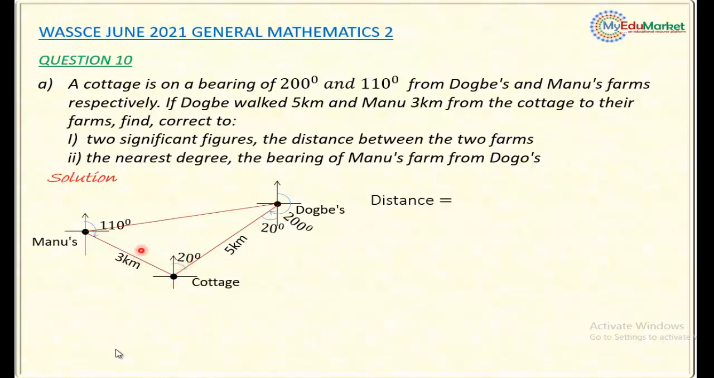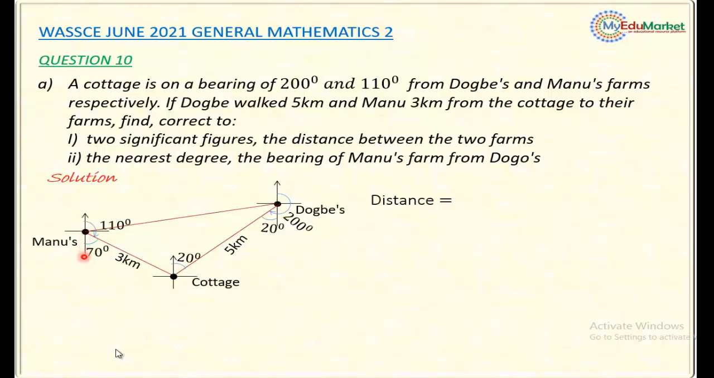I'm targeting to get this angle so that I can apply either the sine or cosine rule to find this length. So I have this to be 20. I proceed. This angle is going to be 70. Why is it 70? Because from here down here is 110, but from here down here is 180.